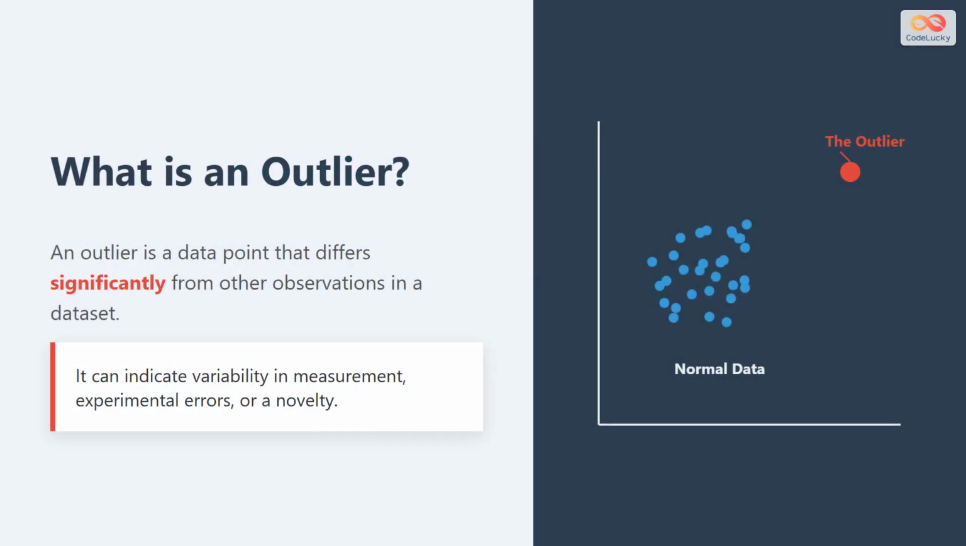First, what exactly is an outlier? Simply put, an outlier is a data point that differs significantly from other observations in your dataset. These values can arise due to variability in the measurement, or they might indicate experimental errors. Sometimes, they represent a genuine novelty that is worth investigating further.